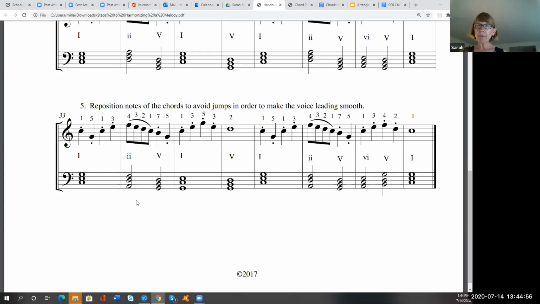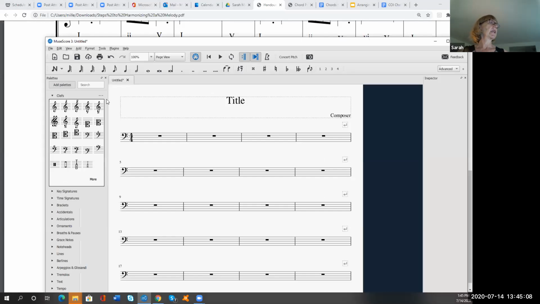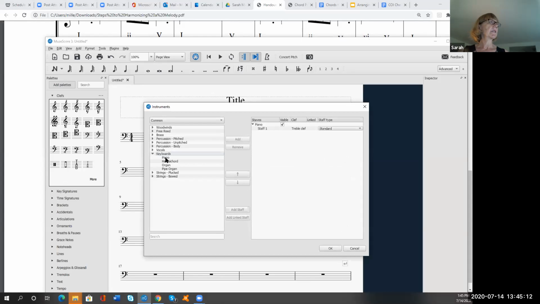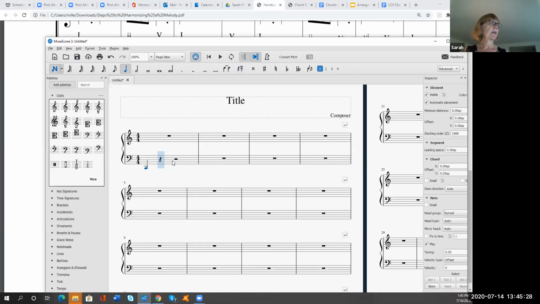Does everyone know the harmonic series? Do you know what that is? I don't. We're going to do it. I'm going to add a piano here so we can see it, and get rid of this one. Can everyone see the MuseScore now? Yeah, okay. So I'm going to put in, if it'll let me, this one down here.